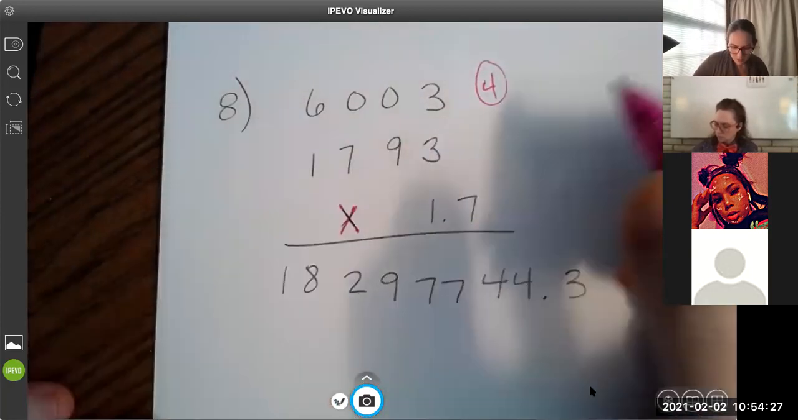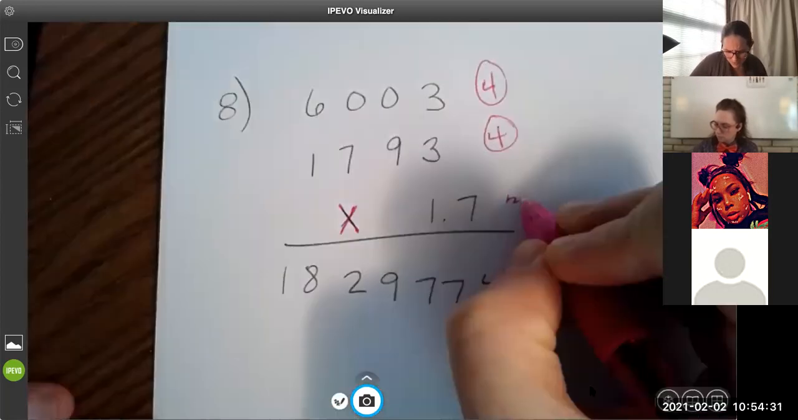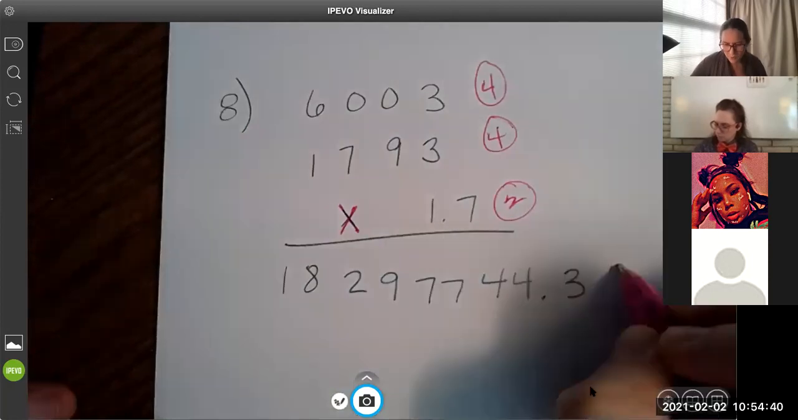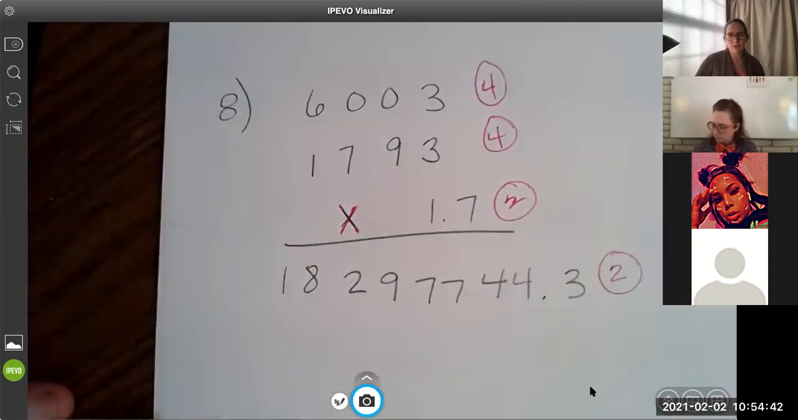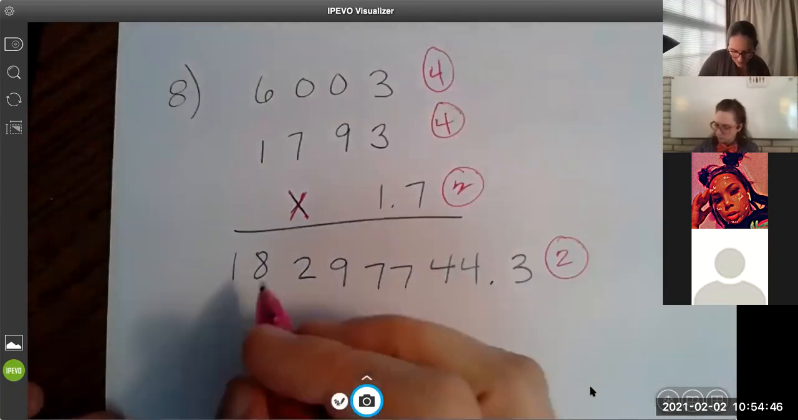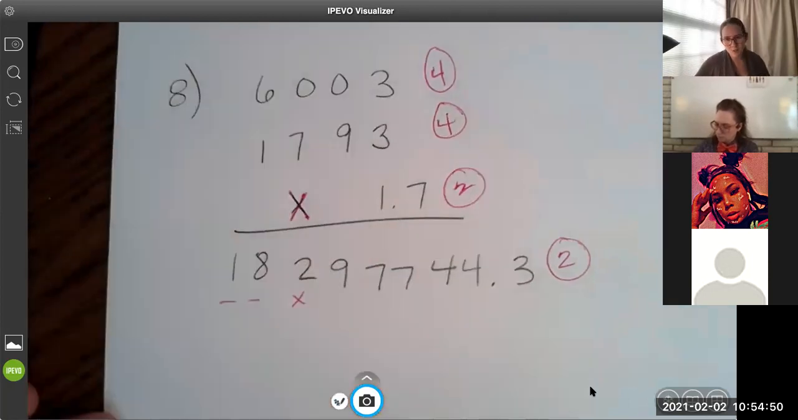This number also has 4 sig figs. This number only has 2 sig figs. Your options are 4 and 4 and 2. 2 is the smallest number. You're going to keep 2 sig figs in your final answer. Keep the biggest 2 place values. Round with the biggest place value you're not going to use.